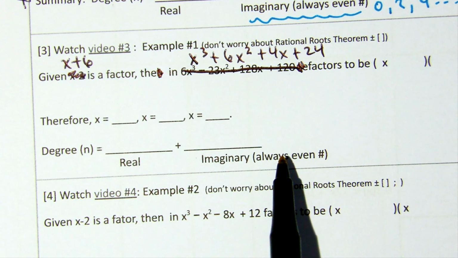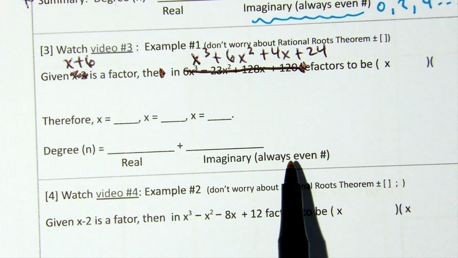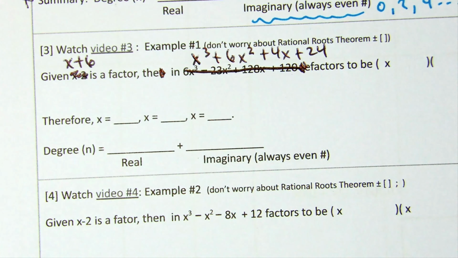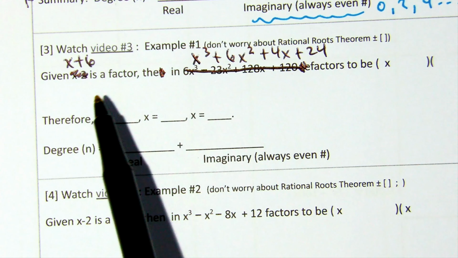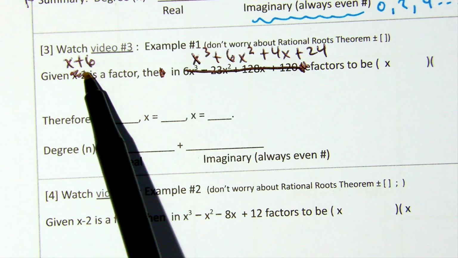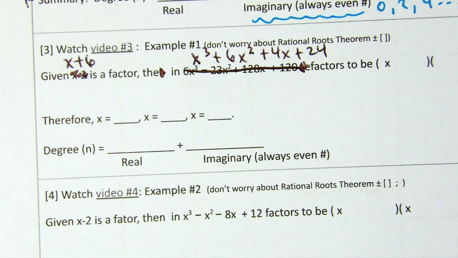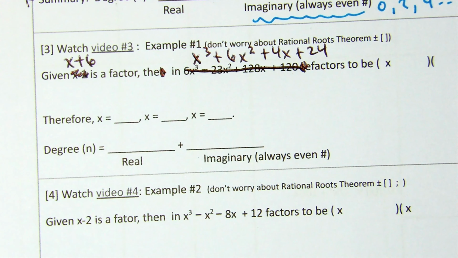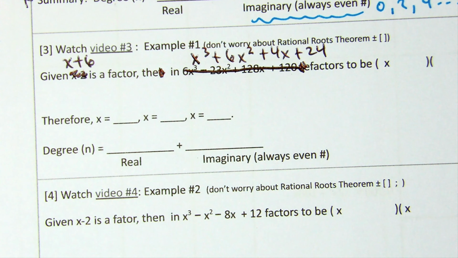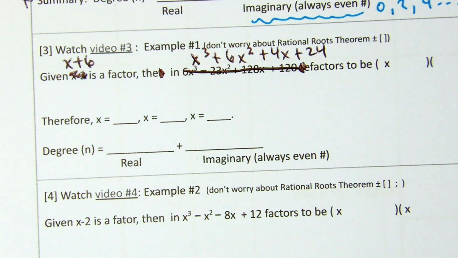Well, last week we learned about the remainder theorem. The remainder theorem: if I put in x equals -6 in here, that'll give me just the remainder. Another way to find the remainder, you can use synthetic division. Let's go ahead and do synthetic division.